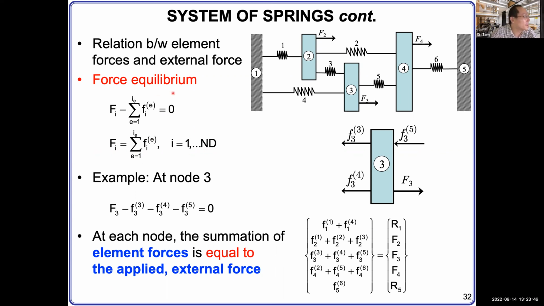Okay, so once you understand this, then for example, for node number 3 in the current case, you have spring number 3 applying a force F3,3. Spring number 4 has a force F3,4 on node number 3. You have the force applied by spring 5, F3,5, and you have the external force F3. So all 4 forces applied to node number 3 get balanced, and you can write it as F3 minus F3,3 minus F3,4 minus F3,5 equals 0.